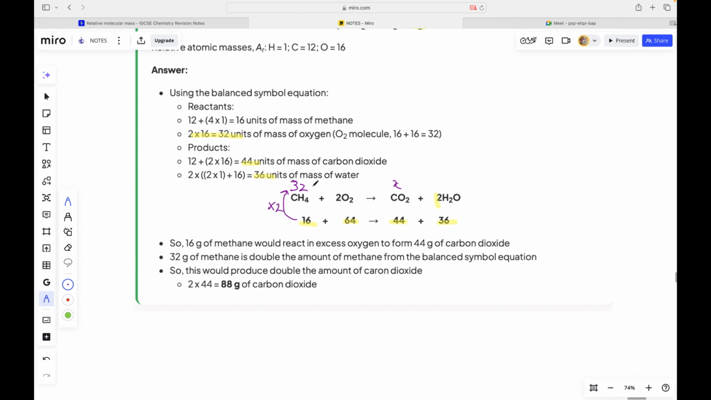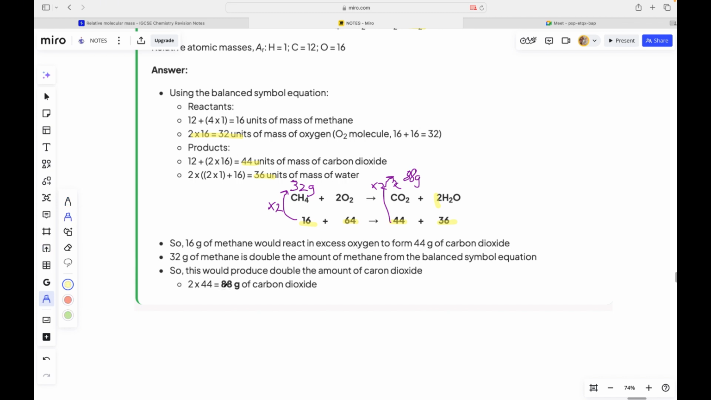So if it's 32 gram, what will be the mass of carbon dioxide? Meaning we should multiply this 44 by 2. If you multiply 44 by 2, you get 88. So it means 88 grams of carbon dioxide will be produced when 32 grams of methane react. 88 will be produced. Is that okay?